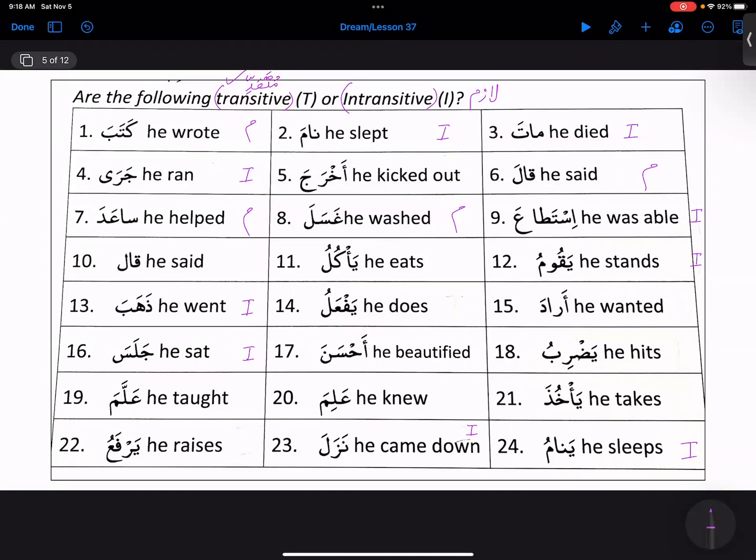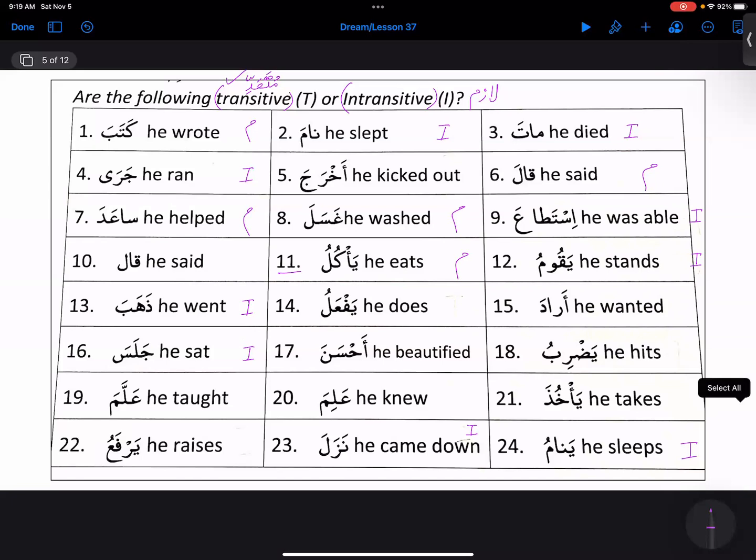Istatwa'a, lazim, he was able. Something, someone doesn't make sense, right? So this is intransitive, lazim. Now number 11, ya'kulu, he eats something or someone, so mutaddi. He eats something, so making sense, right? So this is mutaddi. Yaqumu, he stands. Lazim, very good. So intransitive.